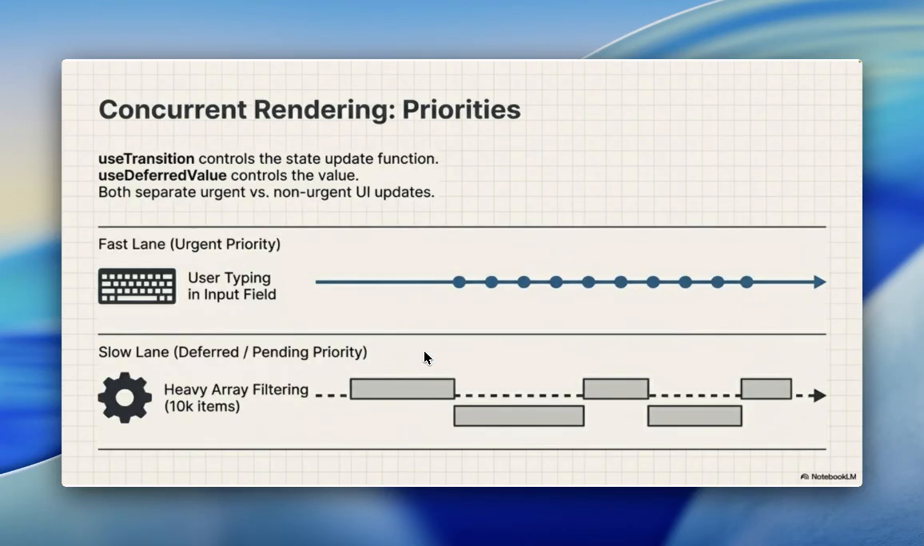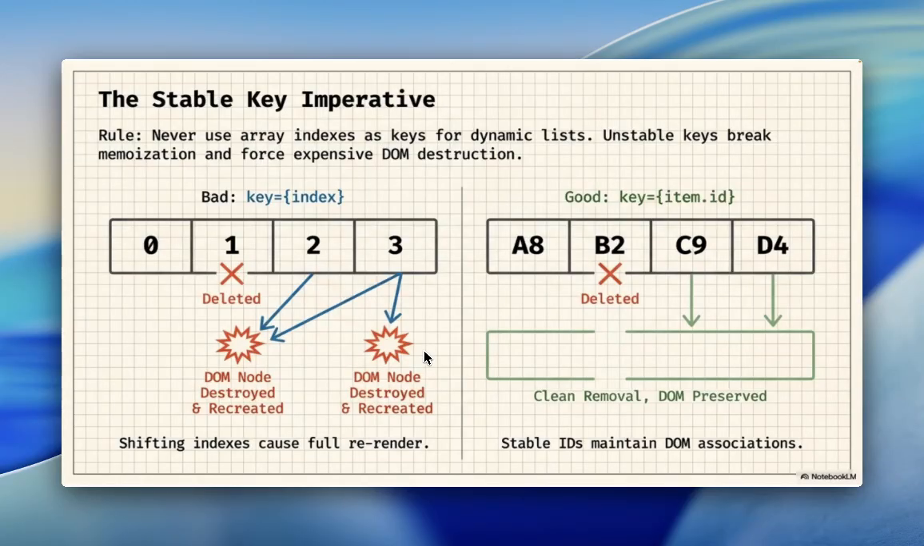Concurrent rendering priority: useTransition controls the state update function, useDeferredValue controls the value. Both separate urgent versus non-urgent UI updates. Fast lane, urgent priority: user typing in an input field. Slow lane, default or pending priority: heavy array filtering, 10k items.